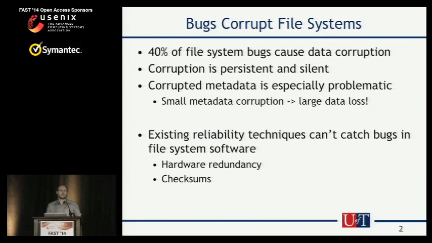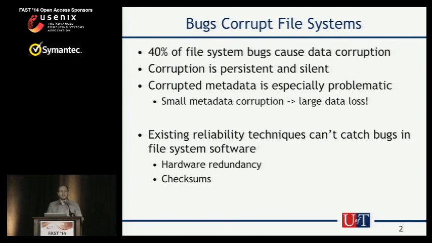So the focus of the work that we've been doing is on dealing with the effects of bugs in file systems. There was a study that was presented at FAST last year which concluded that 40% of file system bugs can cause data corruption. And one of the big problems with file system bugs is that the corruption they cause is persistent. You can't just reboot your way through it. And this corruption is also silent, so the user doesn't necessarily know that anything has gone wrong until they try to get their data back.